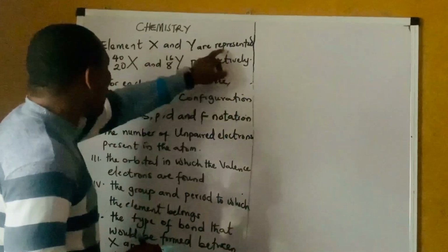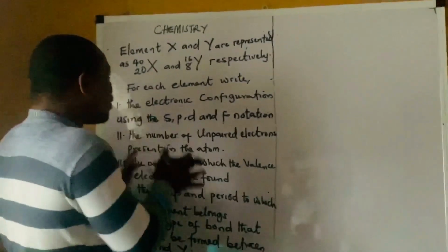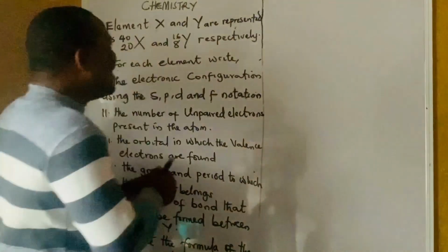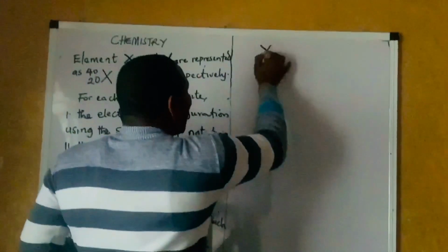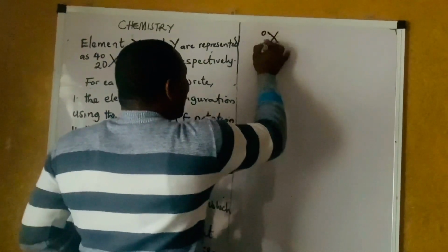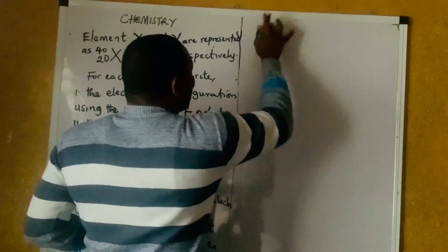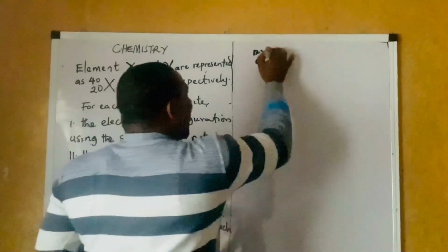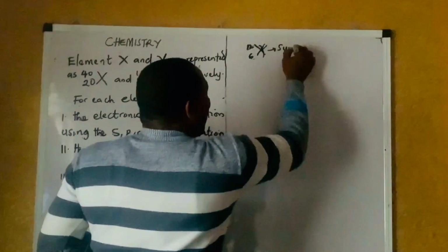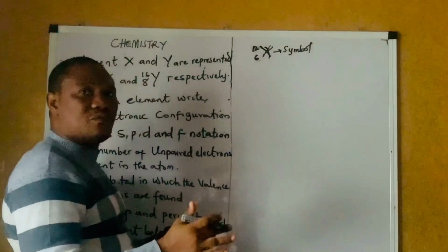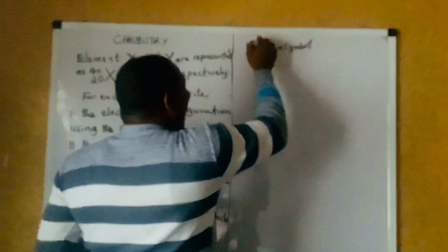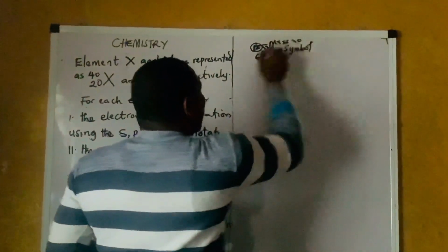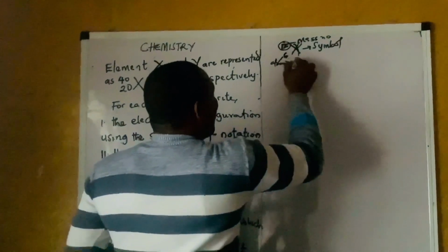Now they said element X and Y are represented as this. If you have not been taught that before, then listen. If you see any inscription in chemistry like this, with a number here and another number here, let me say 12 and 6, the X represents the symbol of the element. X could be any of the element symbols in the periodic table, while the number up here is the mass number and the number beneath here is the atomic number. I want to believe that is clear.